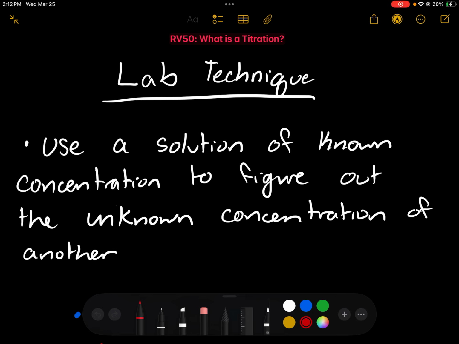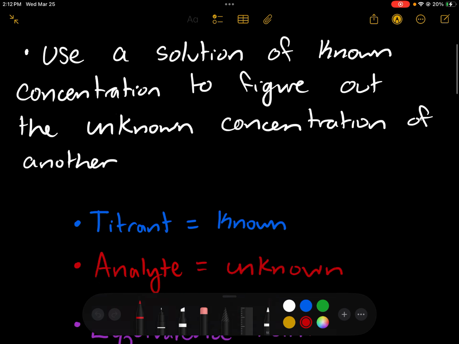This is review video 50, what is titration? So we've talked about titrations before. They're a lab technique, you've even done one before. But what they are used for is to take a solution of a known concentration and you use it to figure out the concentration of a different solution that you do not know the concentration for.